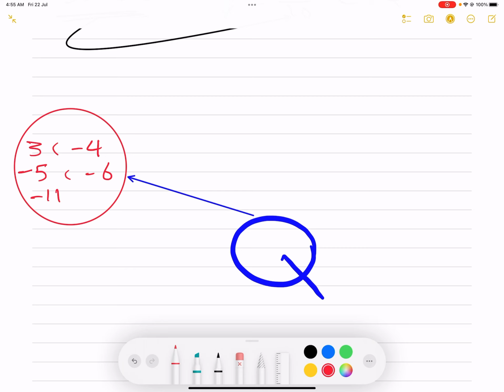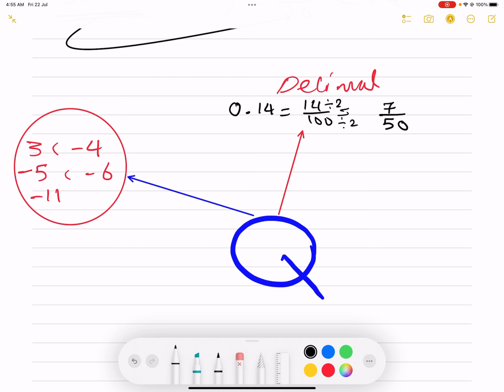What about decimals? If we have a decimal, all the decimals are rational. Why, Mr.? Because 0.14 is 14 out of 100. Let me remind you that both the numerator and denominator are divisible by 2 because both of them are even, so you divide both of them by 2, which will be 7 out of 50. Was it written in the form of numerator and denominator? Yes, so it is rational.